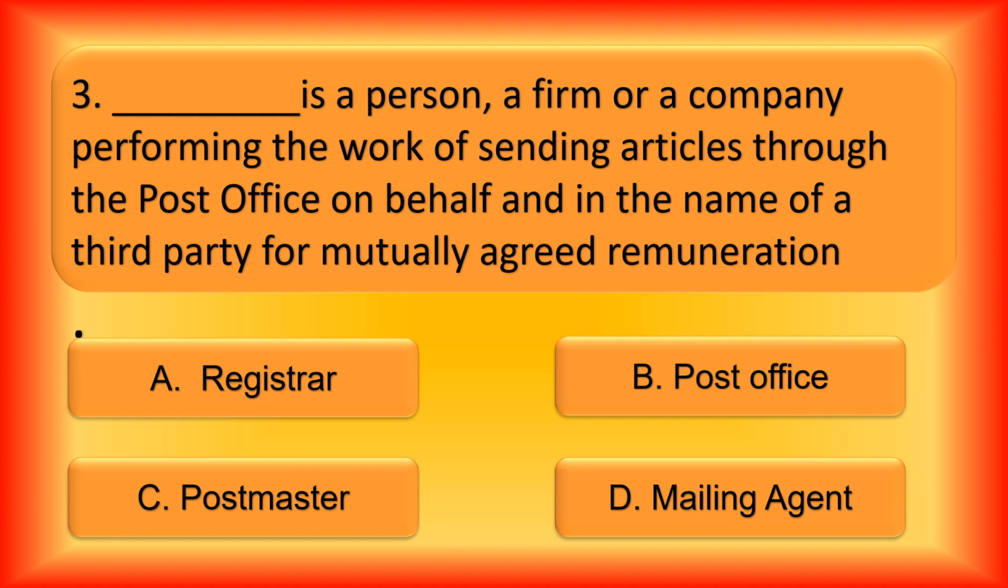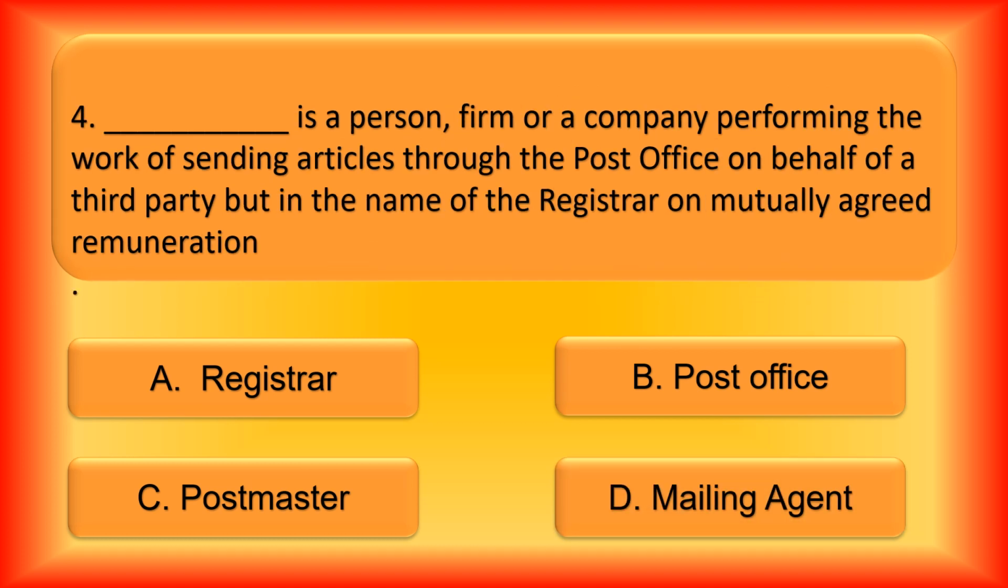Question number 3. Dash is a person, a firm, or a company performing the work of sending article through a post office on behalf and in the name of third party for mutually agreed remuneration. Option A, register. Option B, post office. Option C, postmaster. Option D, mailing agent. The correct answer is option D, mailing agent.